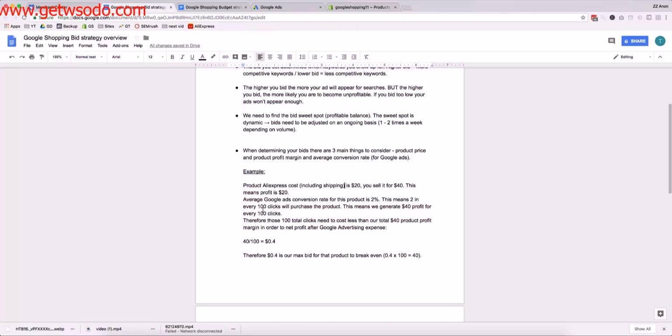I don't recommend trying to work out where to set your bids for every single product. I'll get onto that later when we show you how to do the campaign setup and set your bids.